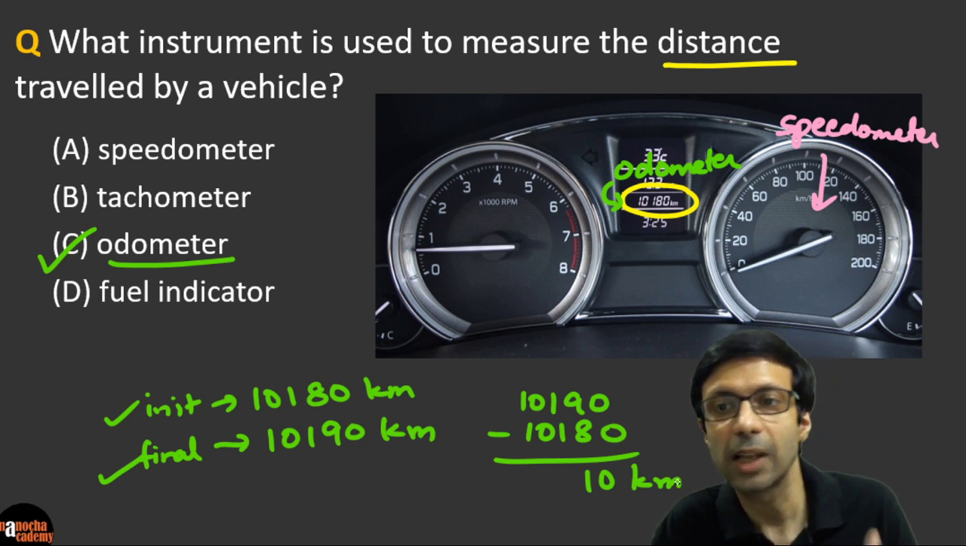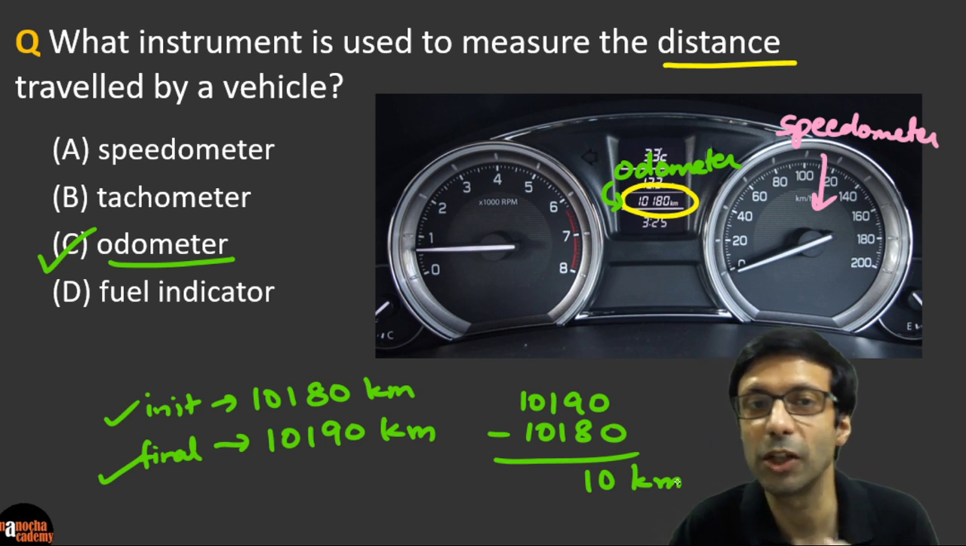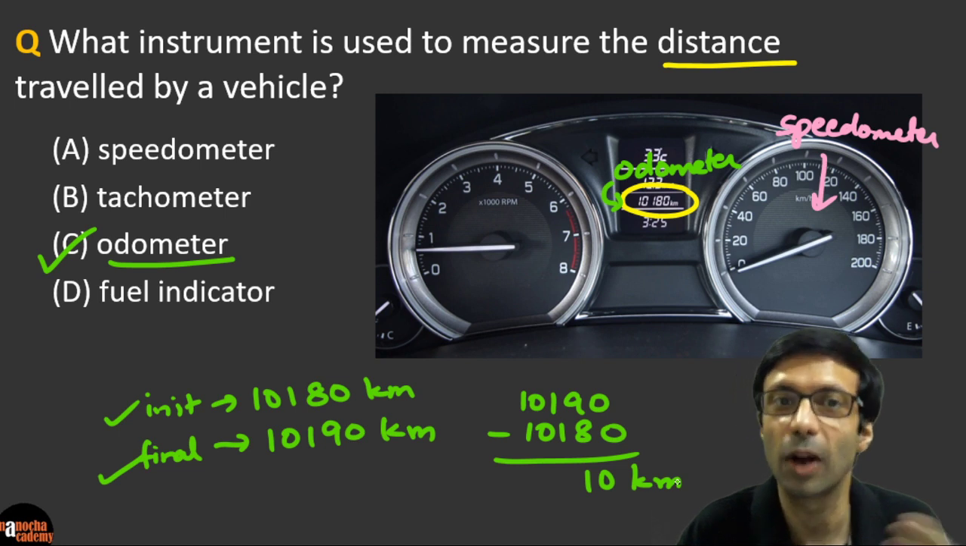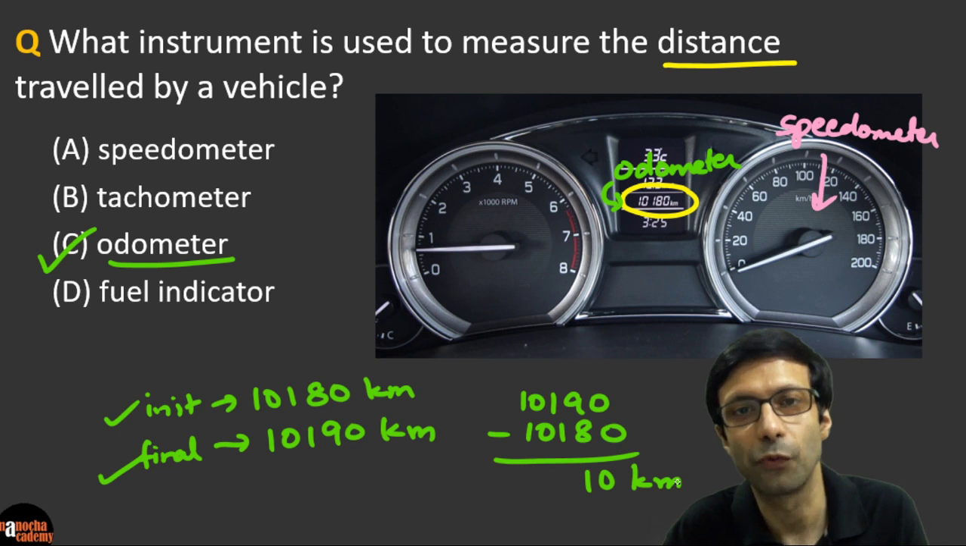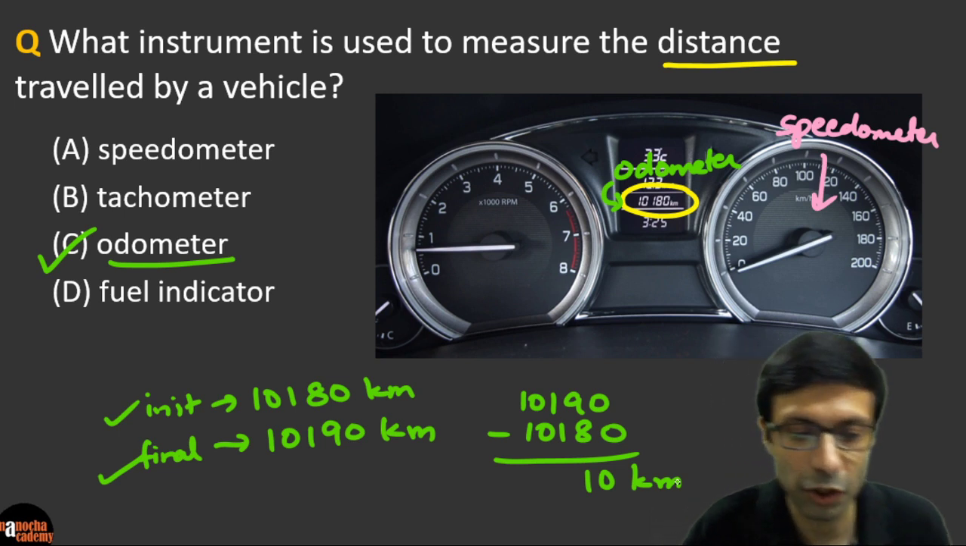Okay, some of you are asking what is tachometer? Tachometer measures the rotational speed. So you can look that up on the net. And fuel indicator is simple. It measures the amount of fuel in the car. And speedometer measures the speed.